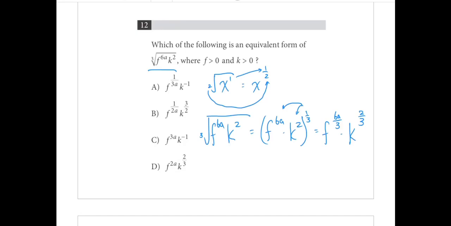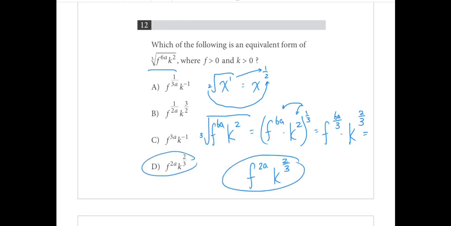Now we take a look at our answer choices. We see that we don't quite get this exact answer, but it is somewhat comparable as long as we simplify it. And so 6a divided by 3 can be written as just 2a, and then 2/3 is what we already see down there. So answer choice D for us.